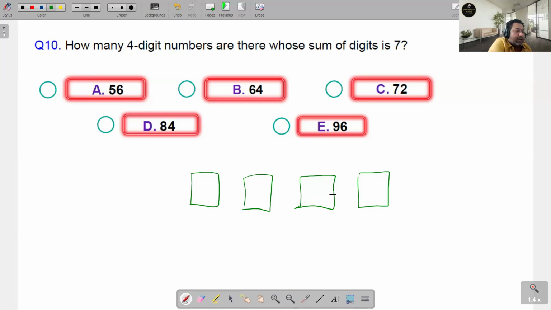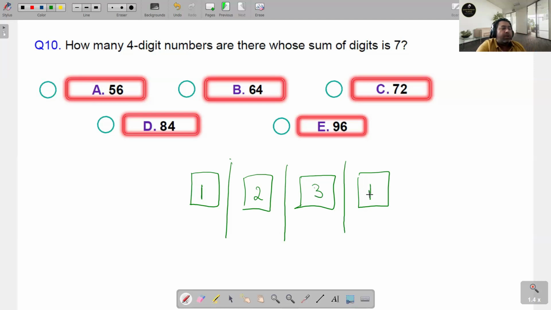So if we look at this, there are 4 boxes, and each of these boxes is separated. Let's say there are separators here. And if I have a 1 here, a 2 here, and a 3 here, this is 6 plus 1, 7.